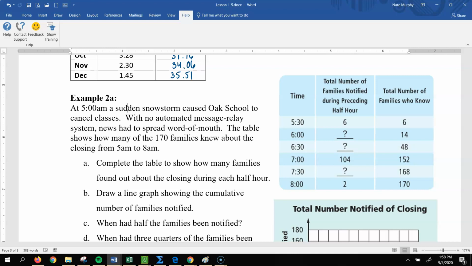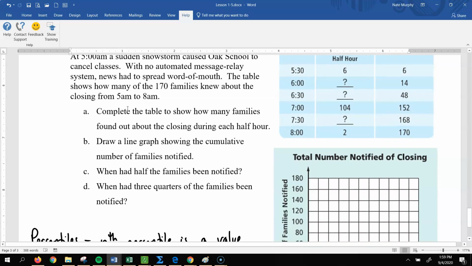So we know the total numbers. We know the cumulative amount. So by 5:30, 6 families have been notified. And then by 6, now there's a total of 14. So we want to figure out how many people were notified at that 6 o'clock time and so on. So I want you guys to complete this table. And then we'll go ahead and answer these questions.